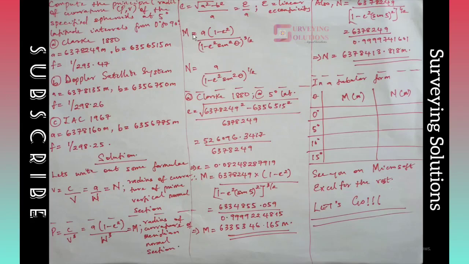So for the m, what's our m? The radius of curvature of the meridian, right? Good. So we have it as what? A into 1 minus e squared, all divided by 1 minus e squared sine squared theta raised to power 3/2, right? Good. That's a very important formula in geodesy.